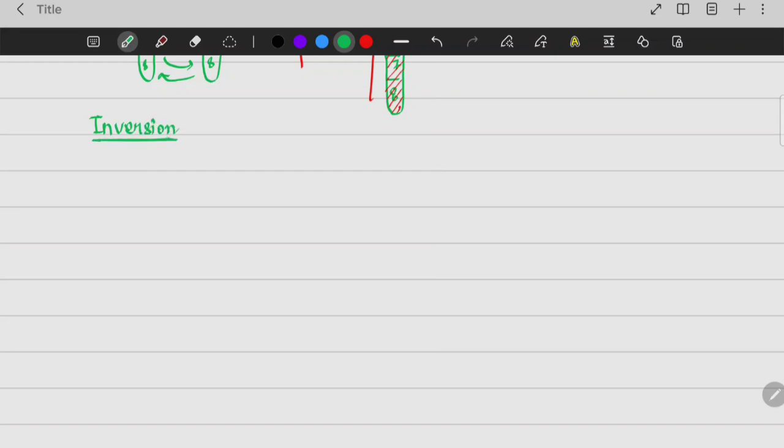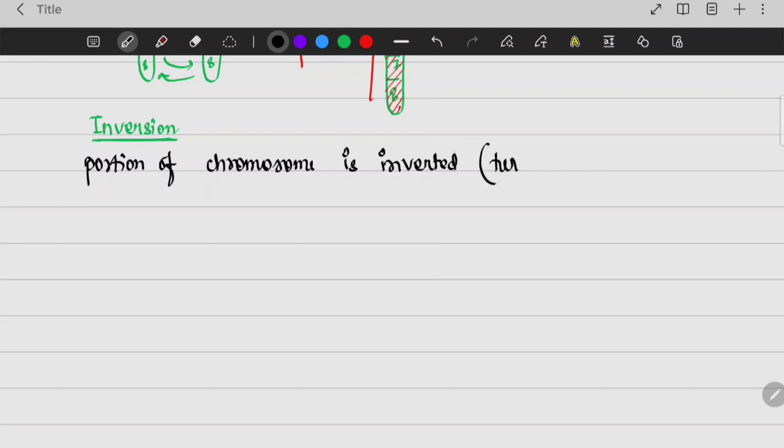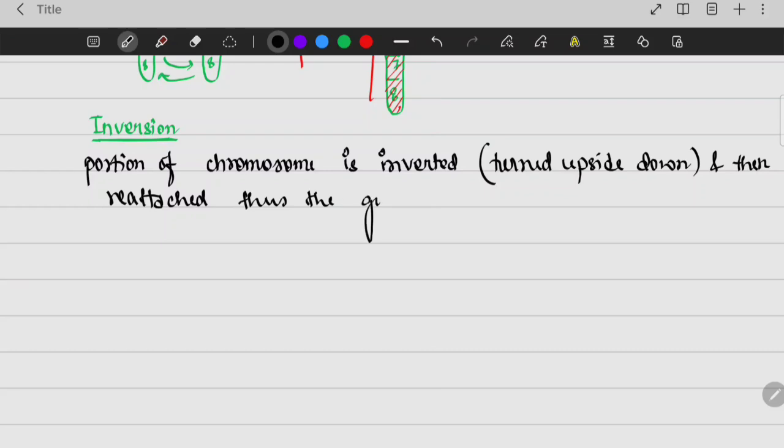Now what is inversion? Inversion is the portion of a chromosome that is broken, turned upside down and then reattached. Thus the genetic material is inverted. As the name suggests, a portion of chromosome is inverted or turned upside down and then attached. Thus the genetic material is inverted.